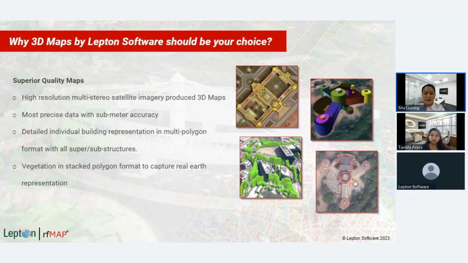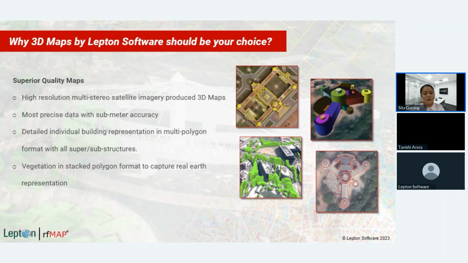The reason why we call this data set sub-meter accurate, I have already mentioned. The resolution of the satellite imagery that we are using to prepare this data set will range from, let's say, 0.3 to 0.4 to 0.5 to 1 meter. These are the various resolutions of stereo satellite imagery that we are using to create these 7 different data layers.